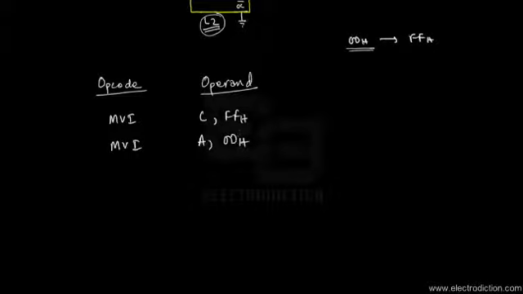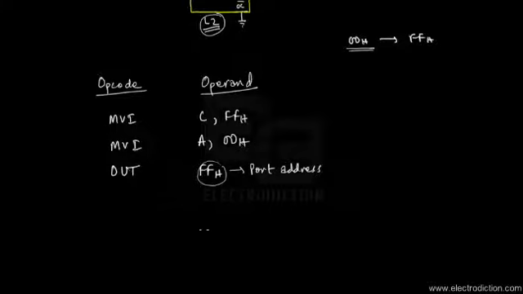Now we loaded these two data, and after we loaded the accumulator with the corresponding data over here, we need to basically send it to the output port. So what we do is that we'll use the out instruction, and give the corresponding port address, which is FFH in this case. So this is our port address. There you go.